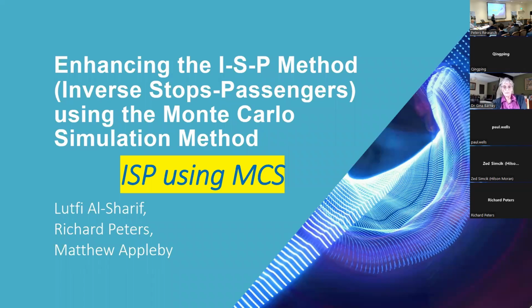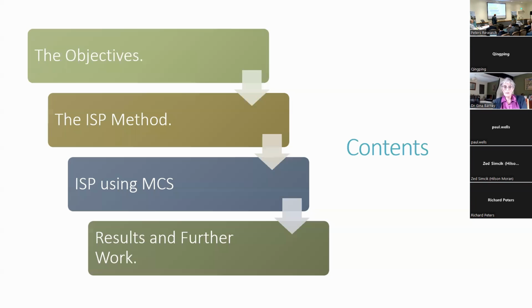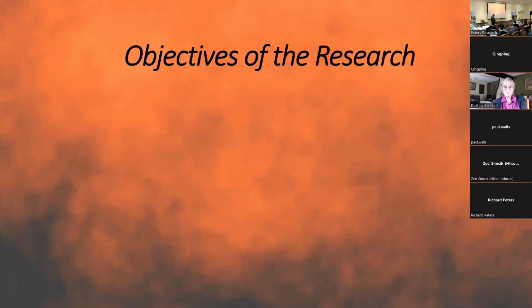So I'm sure most of you are painfully aware of what Monte Carlo simulation is. You've been to the previous sessions. So the idea here is to apply Monte Carlo simulation to something called the ISP method. I'll talk about the objectives of this piece of work, co-authored by Matthew and Richard, what the ISP method is, and then I've used a very simple term, ISP using MCS or ISP by MCS, and then we'll talk about some of the results.